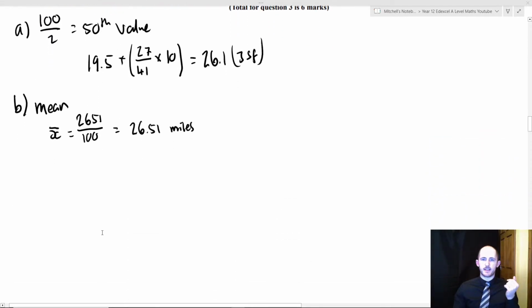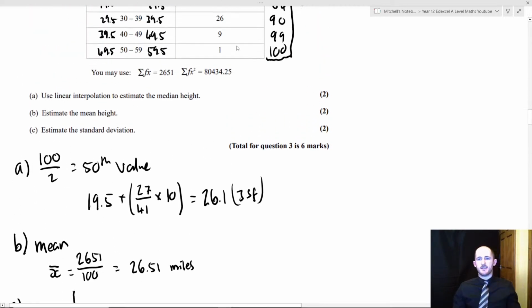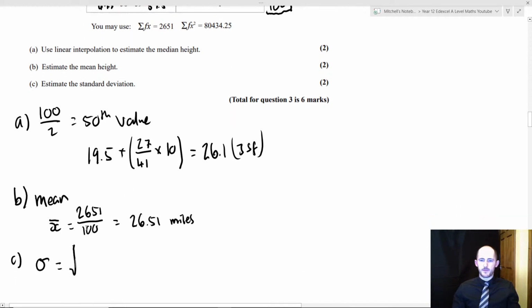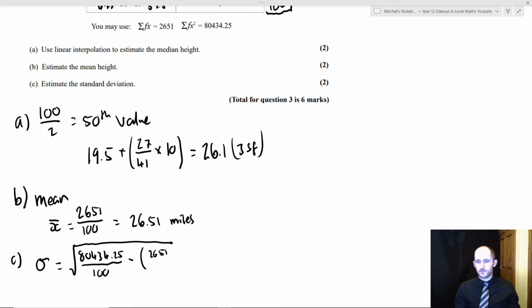And then lastly, estimate the standard deviation. Can you see how quick these questions can be once they give you the values? In more of the recent exam papers, they've given you the values, which is an absolute blessing. But they don't have to, which is fun. So this is the sum of f of x squared over n, which is 100, minus the sum of f of x over n squared. If you notice, all you do is take away the mean squared, right?